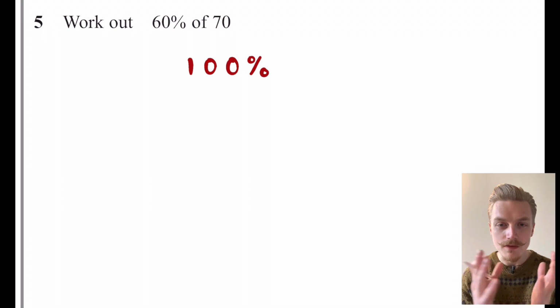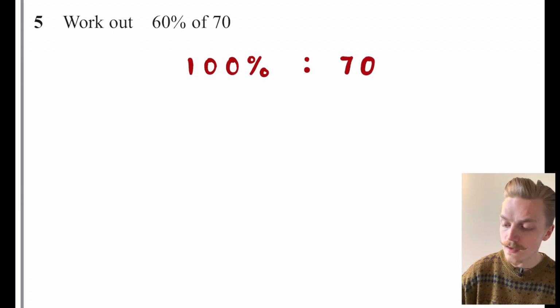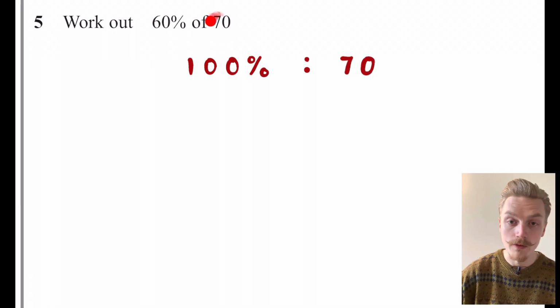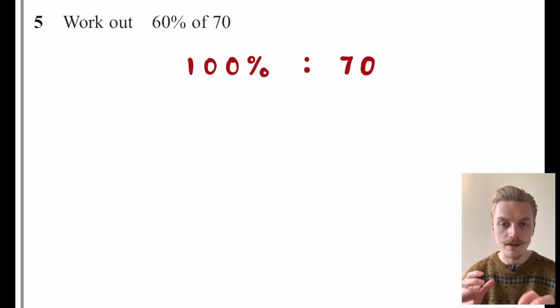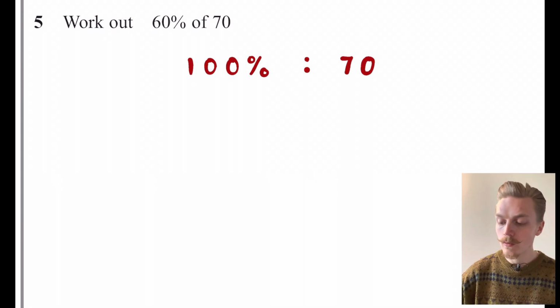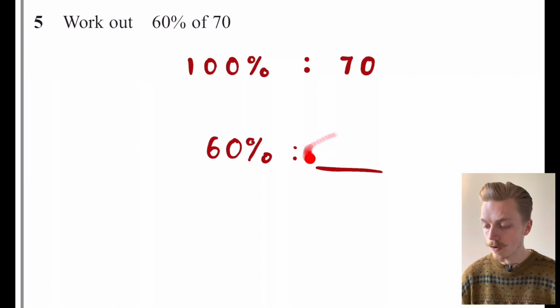So 100% means the whole thing, the entire amount. So 100%, that is going to be 70. So that's this amount here. And I'm just writing it as a ratio, just to make it a bit easier to break it down and show what I'm doing using that multiplicative reasoning. So I want to get to 60%. So that's on my percent side. And I want to work out what goes just there. And that's going to be my answer for this question, what goes there.